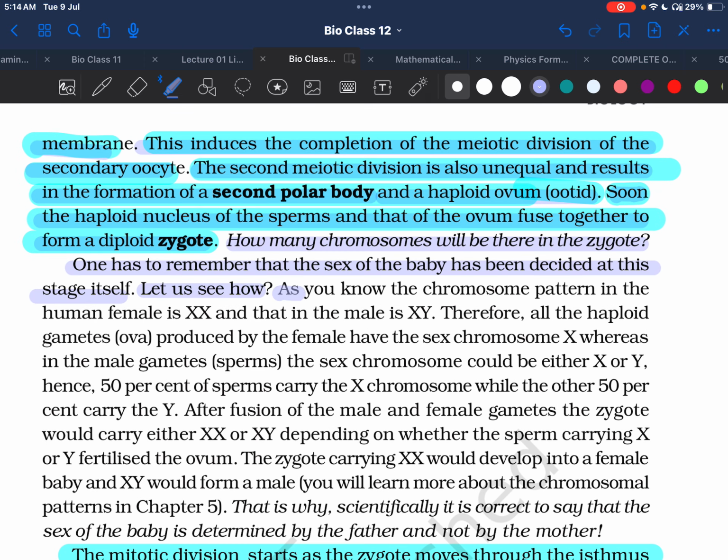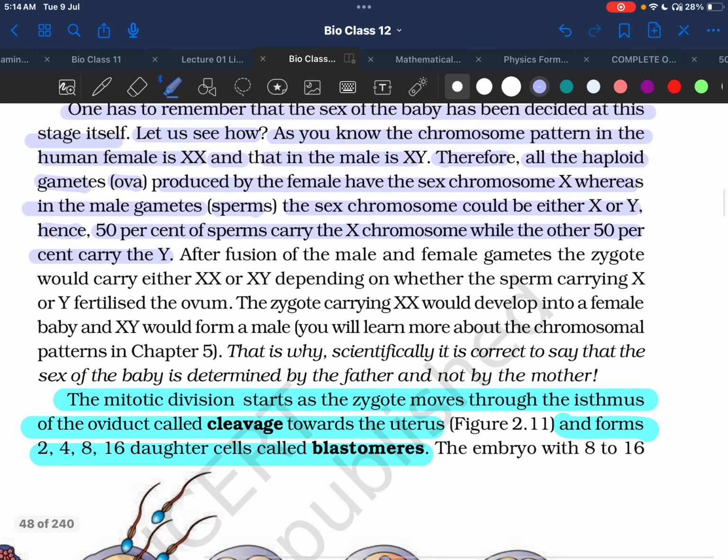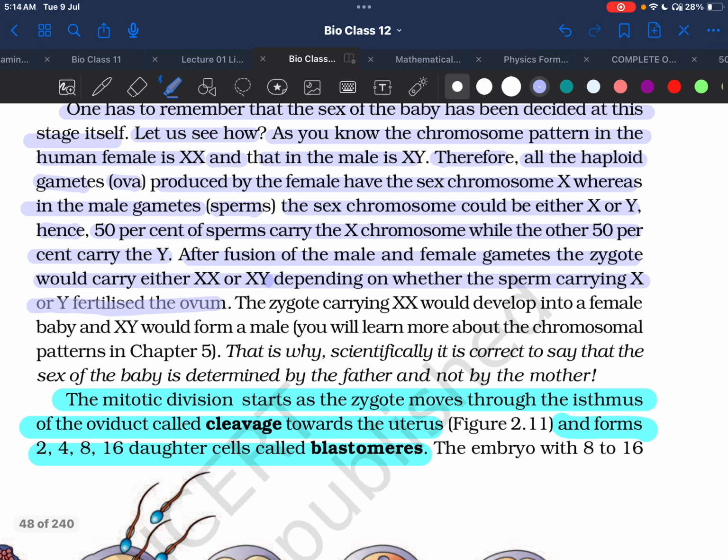Let us see how. As you have known, the chromosome pattern in the human female is XX and that in the male is XY. Therefore, all the haploid gametes (ova) produced by the female have the sex chromosome X, whereas in the male gametes (sperms), the chromosomes could be either X or Y. Hence, 50% of sperms carry the X chromosome while the other 50% carry the Y. After fusion of the male and female gamete, the zygote would carry either XX or XY, depending on whether the sperm carrying X or Y fertilized the ovum.